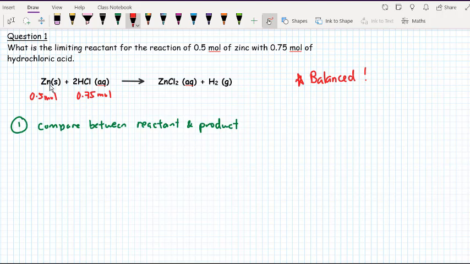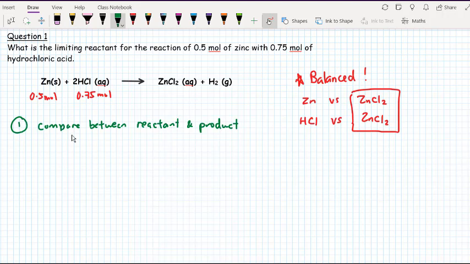To compare between reactants and products, you must do two sets: compare zinc with zinc chloride, and also HCl with zinc chloride. Remember, if you choose to use the first method, you must compare different reactants with the same product. The product must be the same and the reactant is different. So let's look at these working steps.